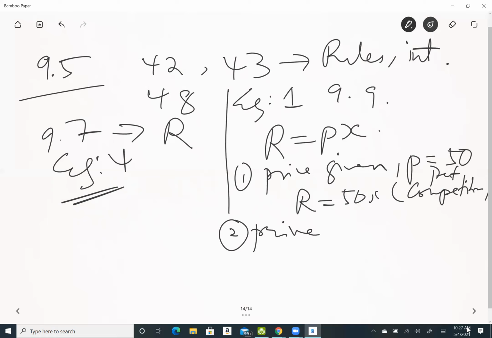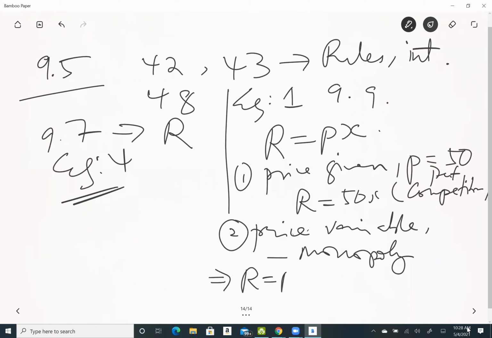Okay, the price is not constant. Okay, and the price is variable. Now, when you have this case here, you call the market a monopoly. All right. So when the price is a variable, then the revenue will not be a linear function. Okay. So you have revenue equal to PX. Now that P is a variable, it's no more constant. So you have a non-linear function.